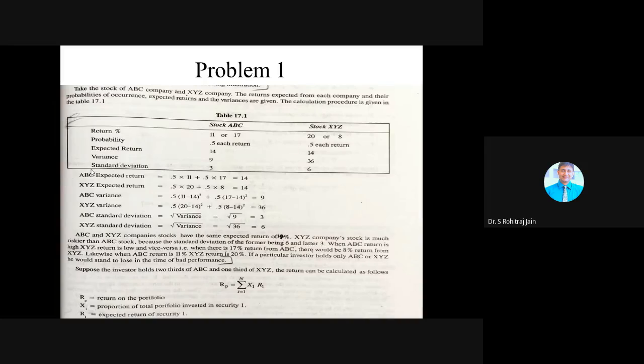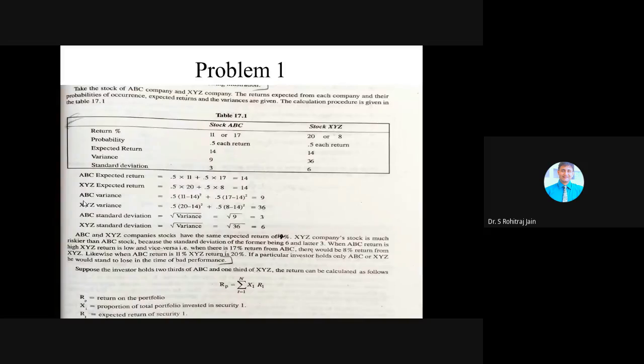Right? Now I need to calculate the variance of stock ABC as well as the variance of stock XYZ. So how do I calculate the variance? You have solved it already, right? But the probability we have to take into consideration here. 0.5 multiplied by, first I'll take 11 minus 14 whole square, plus 0.5 multiplied by 17 minus 14 whole square.